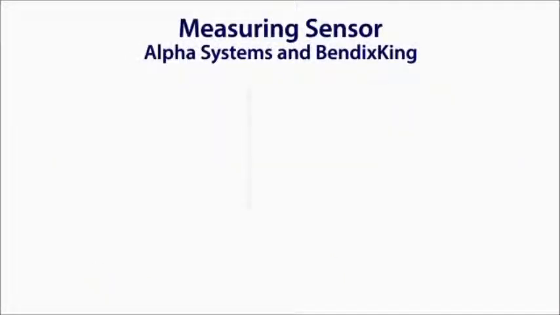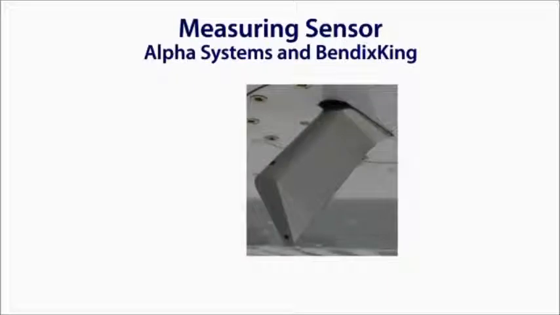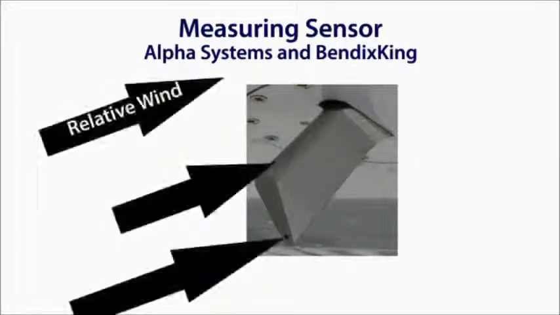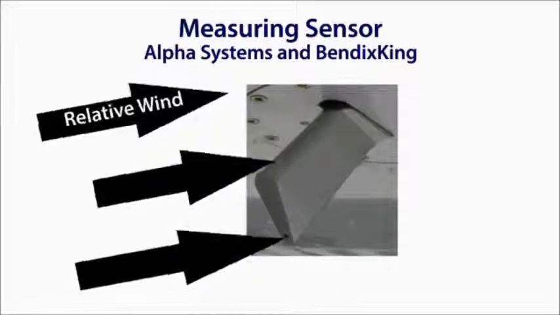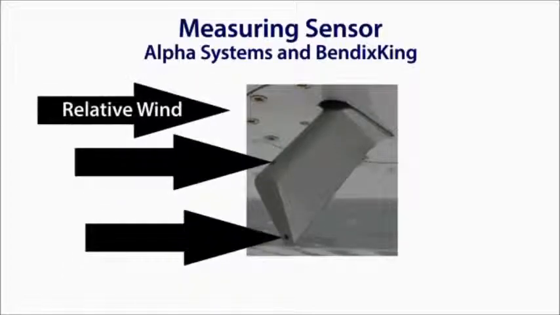The probe used in the Alpha Systems and Bendixking devices has two ports, each intaking ram air and sending it to the processing unit. The processor then calculates the difference in ram air pressure between the two ports to determine the direction of the relative wind.